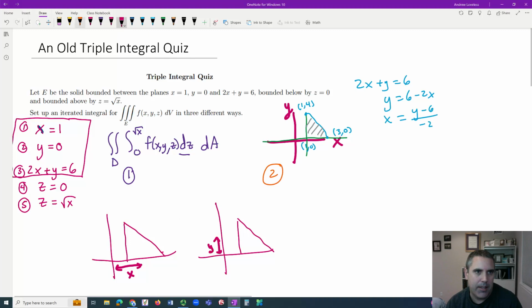This is what I say in Math 126. And then you're going to try to find a pattern based off of x, this way or that way. And they're both perfectly fine. And here's how you do it. You say, well, what's the biggest and smallest x can be? Well, it's 1 to 3. It's going to be the integral from 1 to 3. And then based off of x, what are the bounds for y?